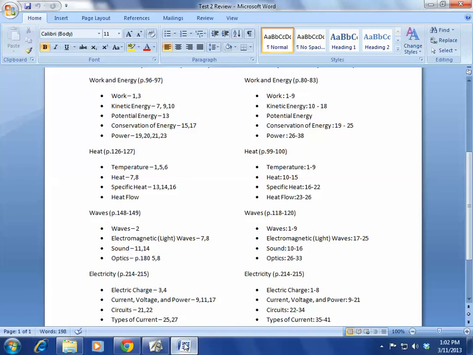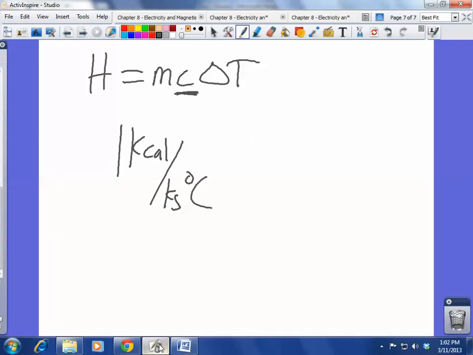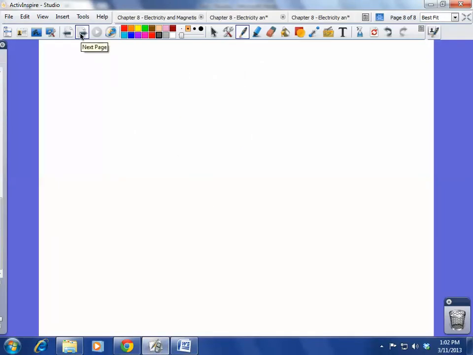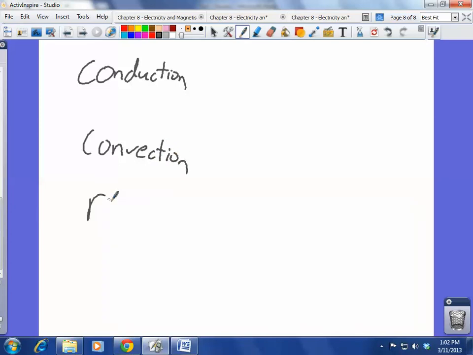Oh, and then the last thing we talked about when we talked about heat: how do we transfer heat? Remember, there were 3 different methods. What were those 3 different methods we transfer heat? Conduction, convection, and radiation.